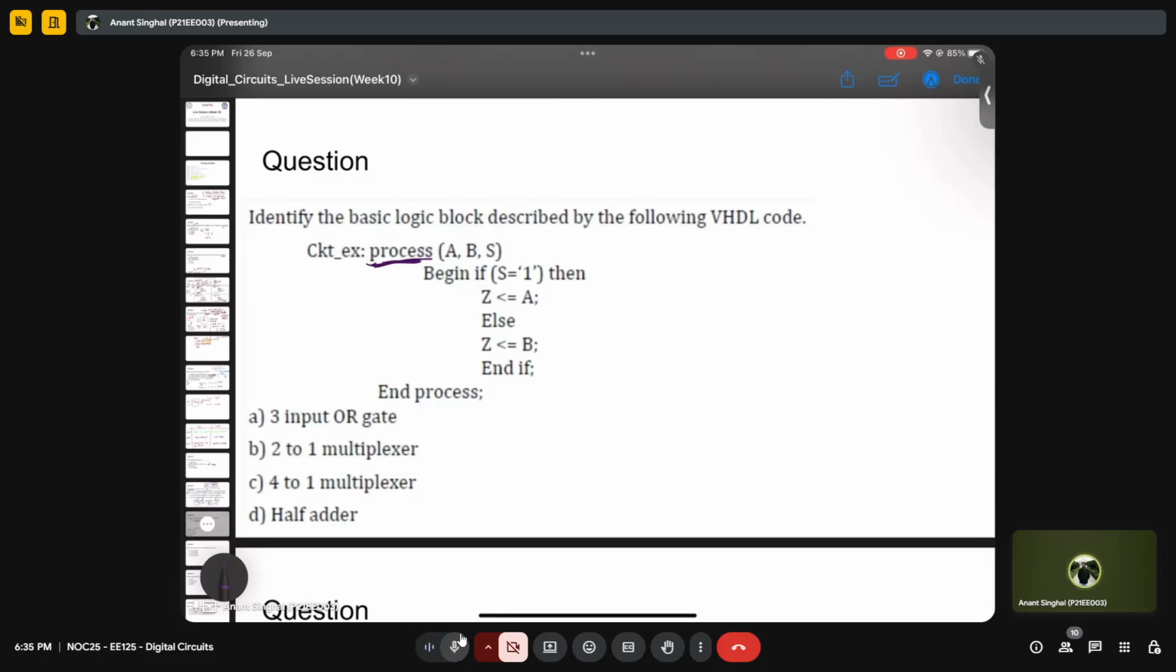Any idea, anyone? I think this is pretty easy to understand. Okay, so I have one answer which is B. Let's see. Yes, B is the correct answer. As I said, the process construct only contains variables which are either on the comparison or on the RHS of the assignment. Here on the RHS of the assignment we have A and B, and there is a comparison statement in which S is involved. So this is one example that explains why A, B and S are in the process construct.